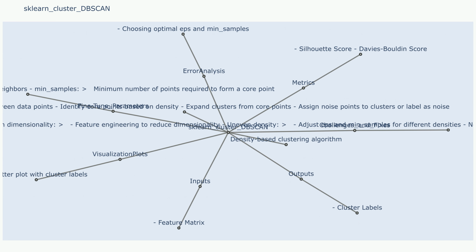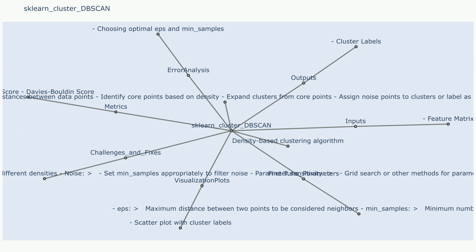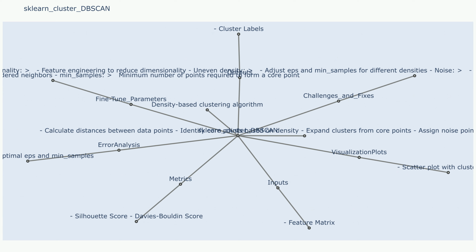Use the knee method or elbow method on the k-distance plot to identify the optimal eps value. This involves plotting the average distance to the kth nearest neighbor for increasing values of k, and looking for a knee or elbow in the plot. For min_samples, experiment with different values based on the size and density of the dataset.